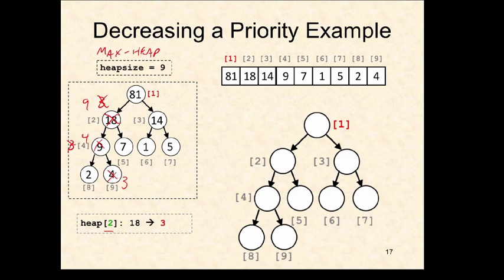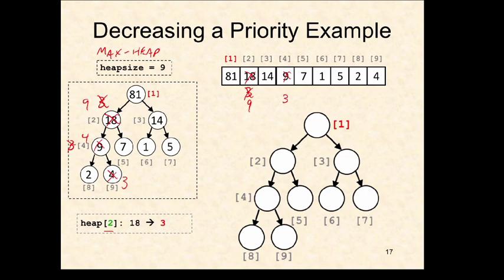Okay, so we did this on the array. In the array, 18 changed to 3. Then we compare 2 to its children. Its children are at index 4 and index 5. Biggest one swaps up, and this one swaps down into where that used to be. Then we do it again.